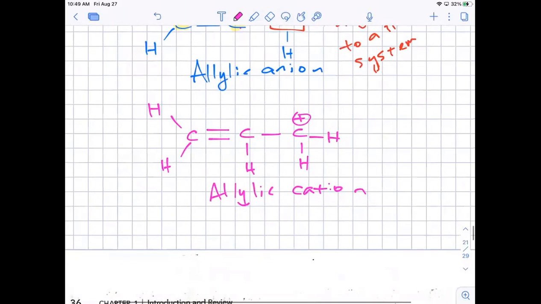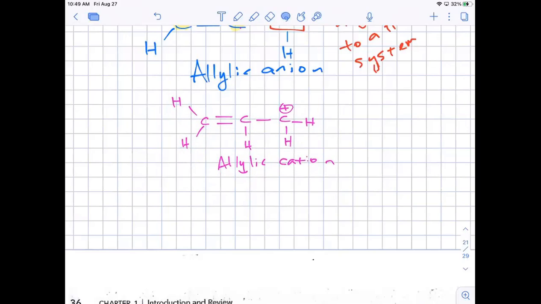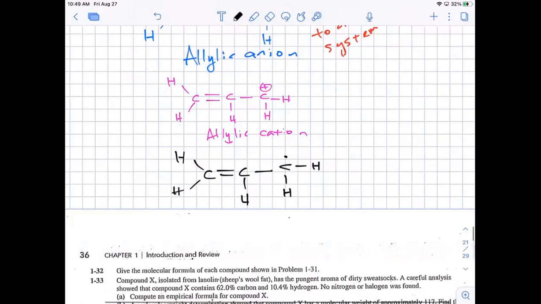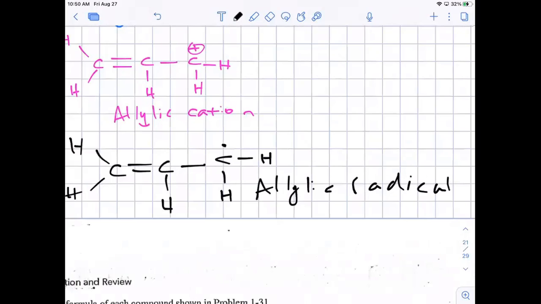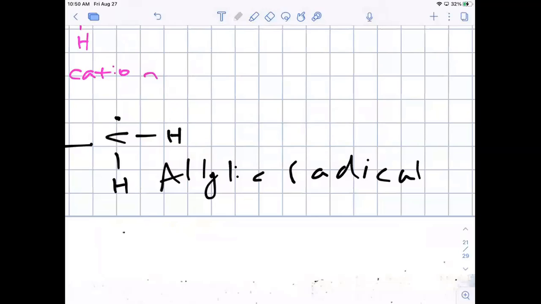And then the other pattern that you can look for is an allylic radical. And we're going to talk a lot about radicals later on. So it's going to be the same structure, but the allylic part is going to be slightly different. It's going to have 1 electron. Right, so a radical, let me give you the definition of that.